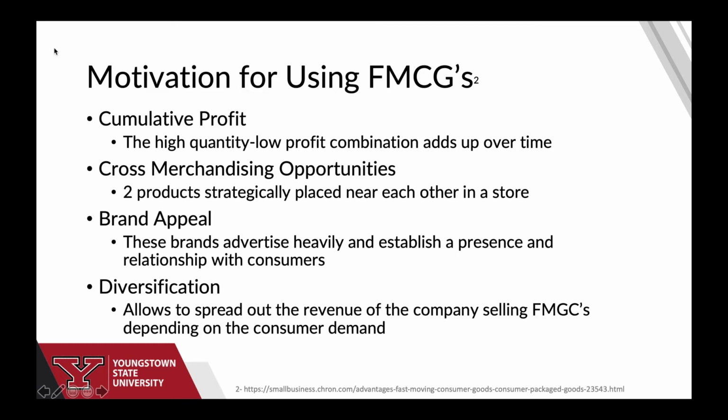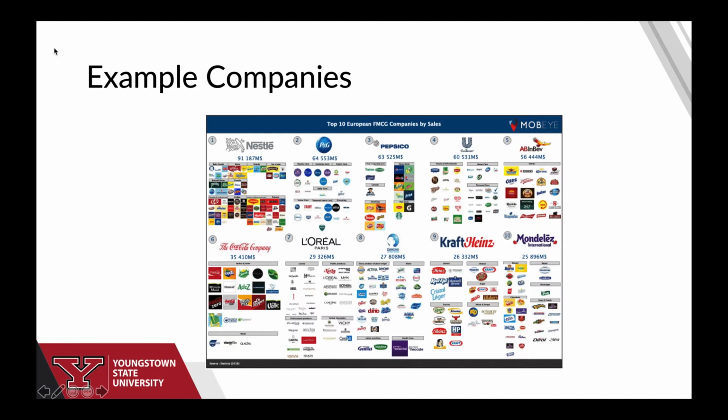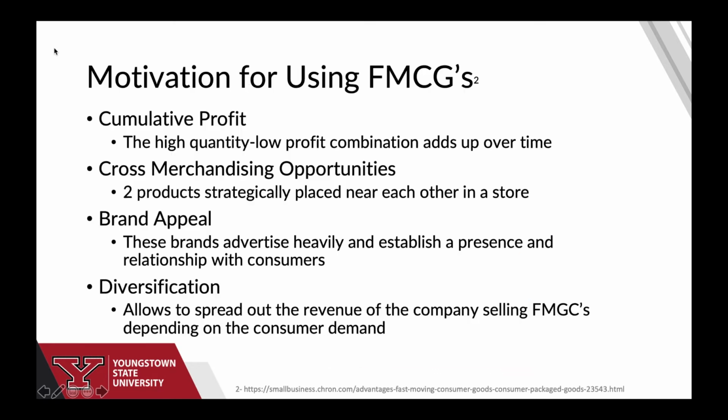Also brand appeal. So when we look back at these big names, Nestle, you have Kit Kat, Coca-Cola, Gerber, and under Procter & Gamble and under Kraft Heinz, you have Kool-Aid, Heinz, Kraft, Jell-O, all big names. So this brand appeal creates a developed rapport with the consumers, and that's why they advertise heavily and establish a presence to gain trust.